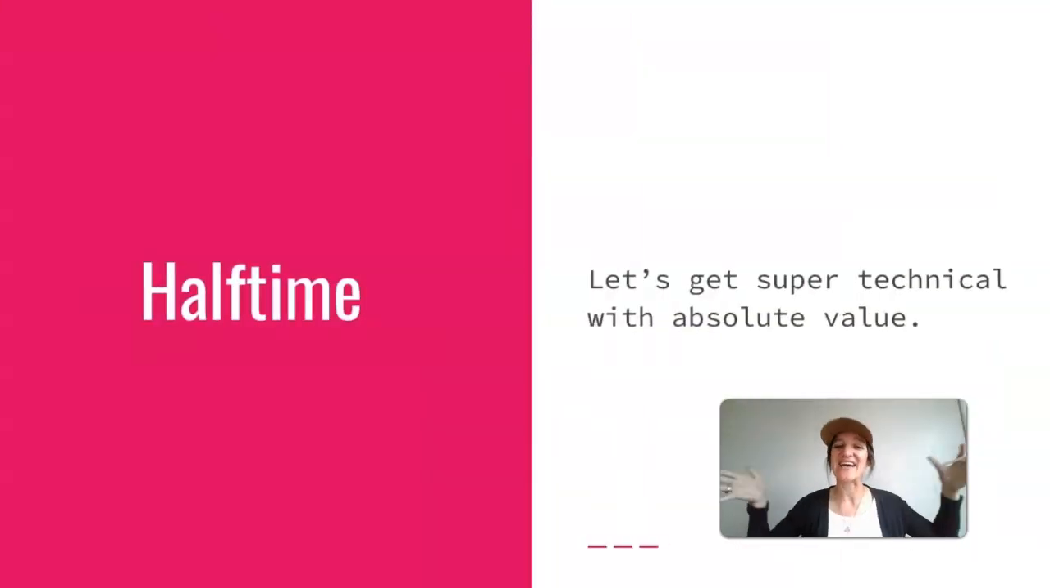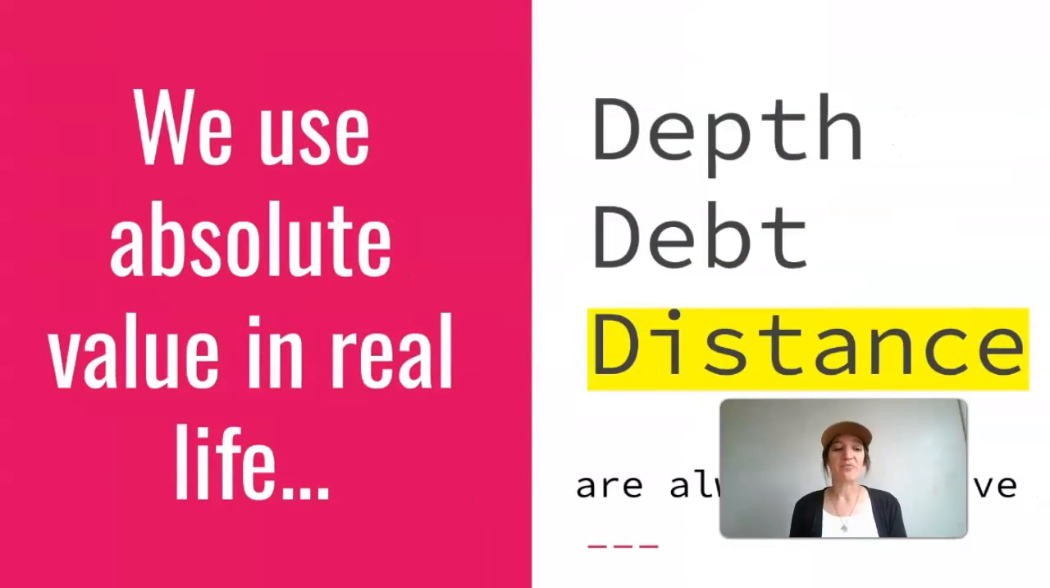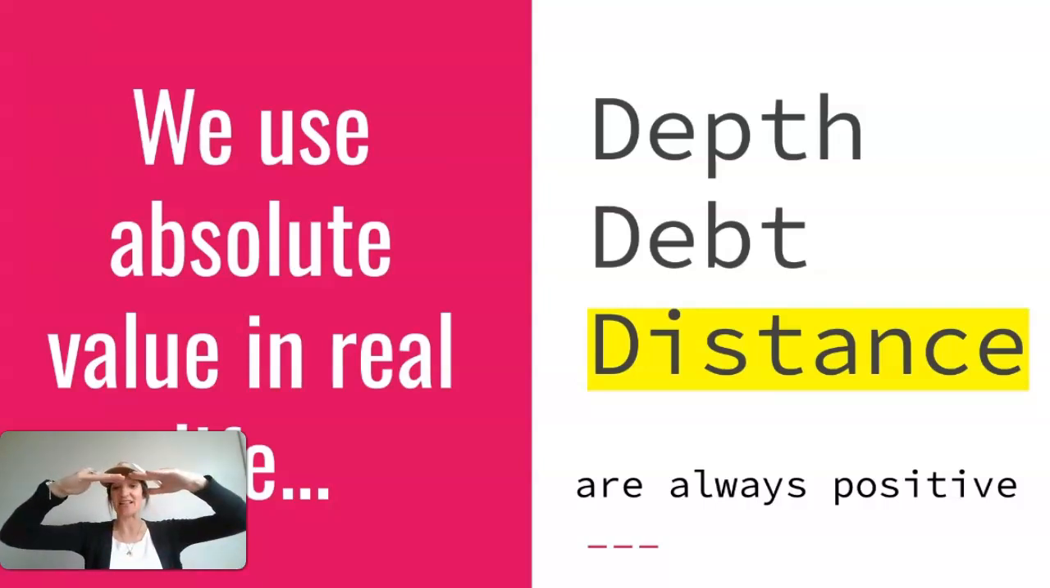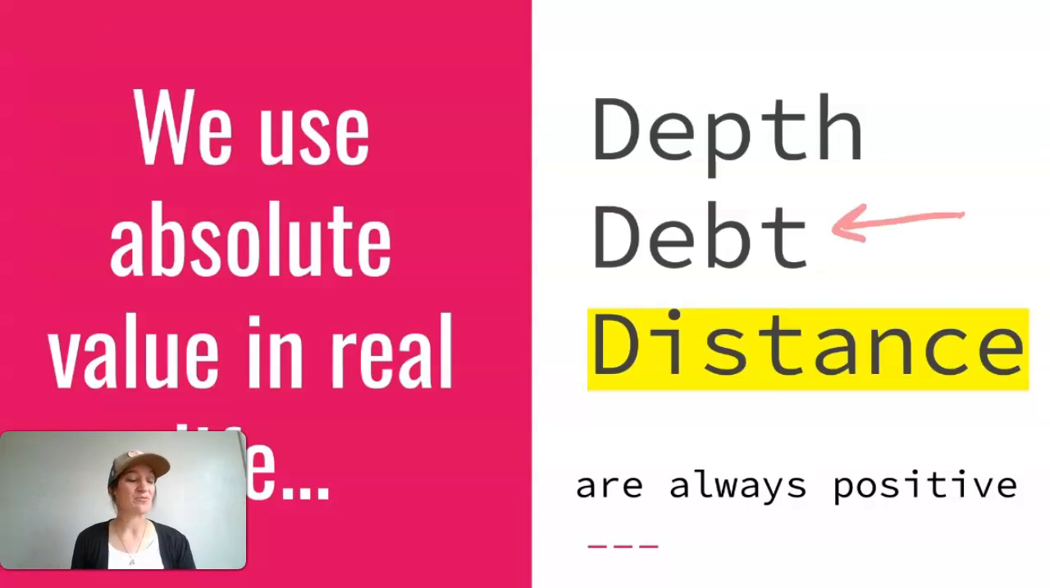All right, it's halftime. Now we're going to get a little super technical, and we're going to talk about, in real life, when do we use absolute value? And we actually do quite a bit. Anytime we're talking about depth or debt or distance, we use absolute value to talk about its distance to 0. If we're talking about depth, we're talking about the distance to sea level. If we're talking about debt, we're talking about the distance to not owing anyone any money. And if we're talking about distance, we're talking about the distance to 0, correct?